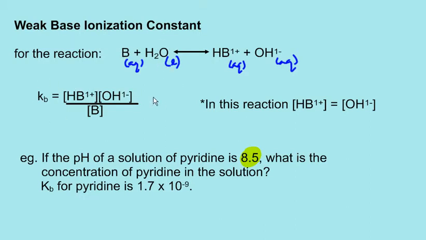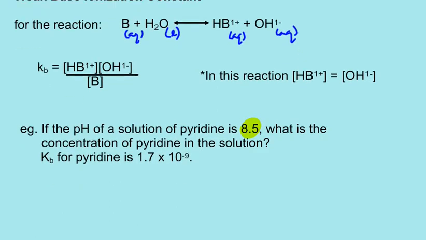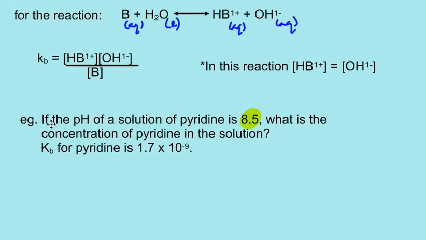In the Kb expression, we don't include water, since water is a liquid, but we do include the other species in the reaction. So if we take a look at the question I've got here, it says, if the pH of a pyridine solution is 8.5, what is the concentration of pyridine in that solution? The Kb for pyridine is given here as 1.7 times 10 to the minus 9.